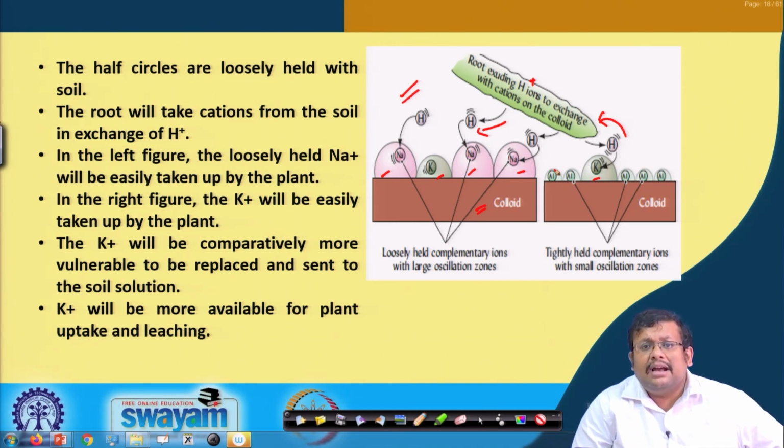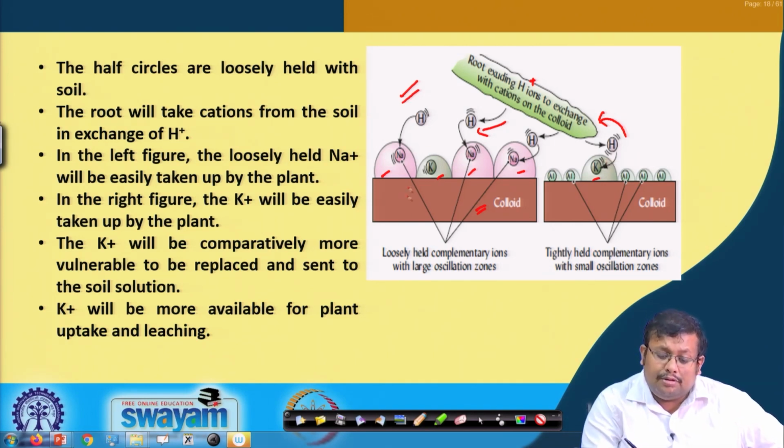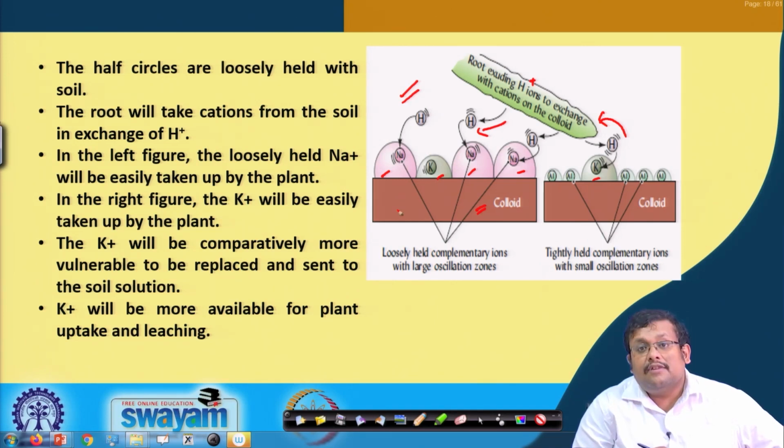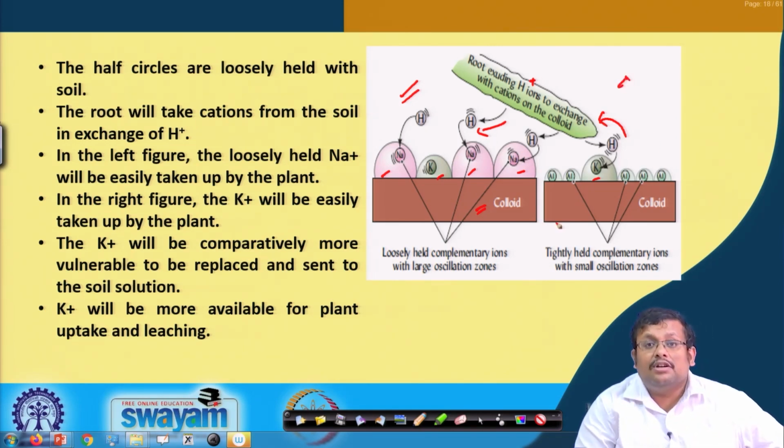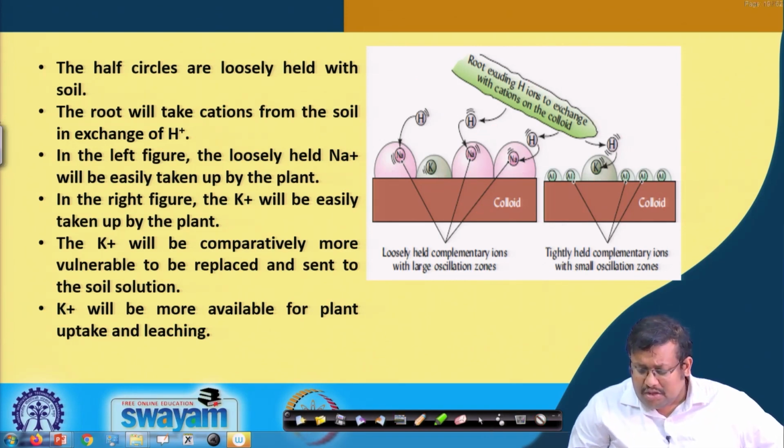What is the reason behind that? The reason is that sodium and potassium have very low affinity to be adsorbed into the exchange complex of a negatively charged colloid. As a result, they are easily amenable to replacement with H plus ion, which is generated from the root exudates, and as a result this potassium goes to the soil solution and is then available for the plant to take up and for further leaching. Okay.